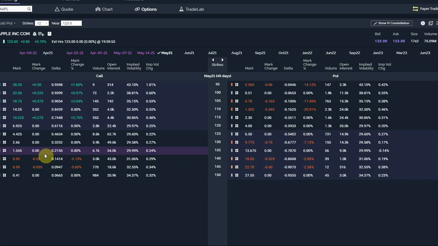A perfect example, if you remember what happened with GameStop. The stock went ballistic out of nowhere, and there were people that lost their entire nest egg because of it. If I'm short that stock, just happened to be short that stock, and boom, that thing happens out of the blue.